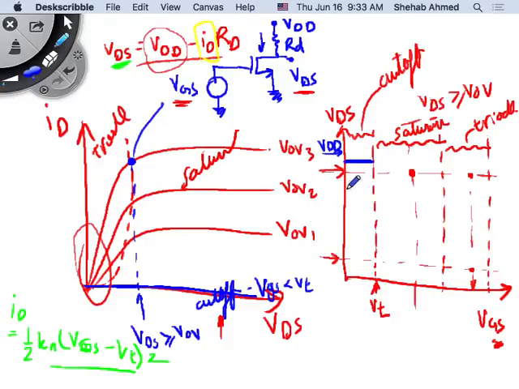Okay? At this point, what's happening? VDS is greater than or equal to my overdrive voltage. So I'm in saturation mode. So I can use my equation for current here and substitute and find the relationship between VDS and VGS, right? So here I'm in saturation. I can use my equation now. If I use my equation, I will get something that looks like this.